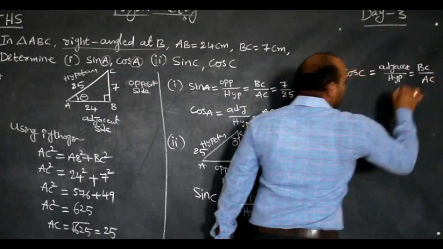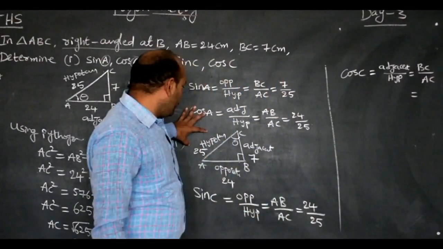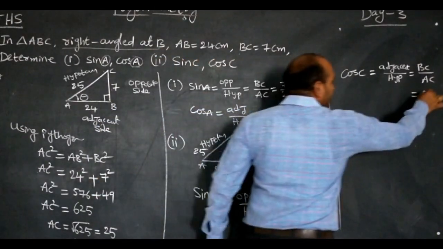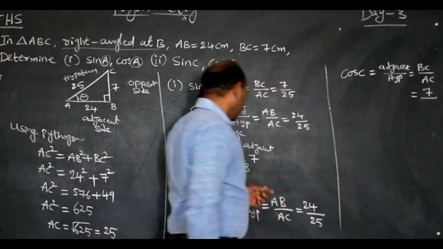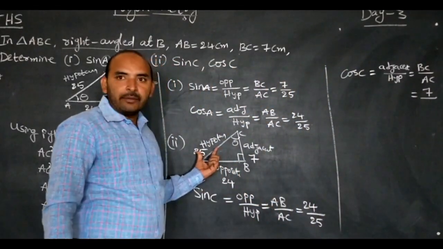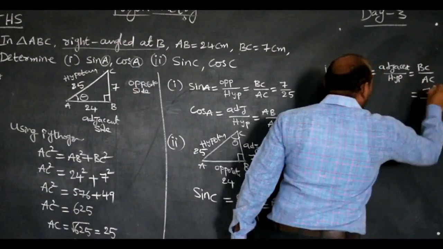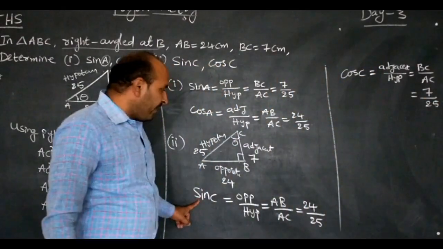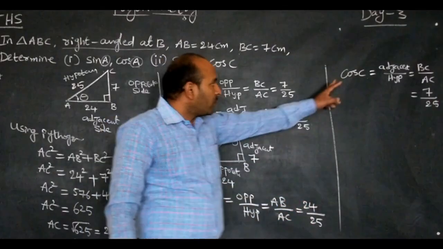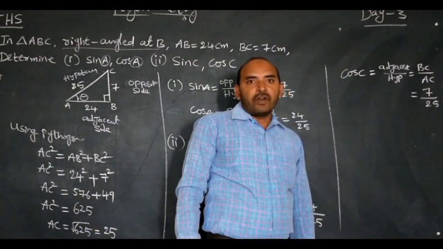So which is equal to BC side value. BC side value is 7, so 7 upon AC. The AC side value is nothing but the hypotenuse, which is equal to 25. So now sin C value is 24 divided by 25, and cos C value is 7 by 25.